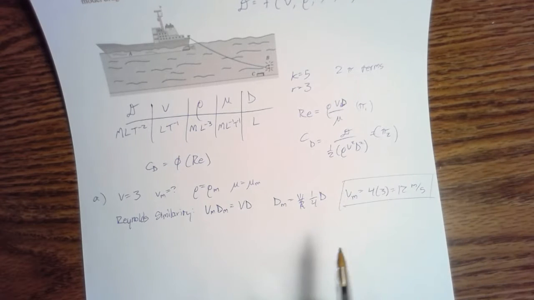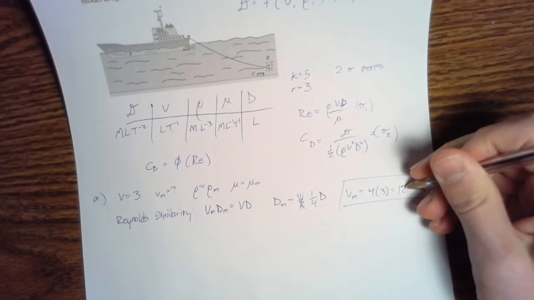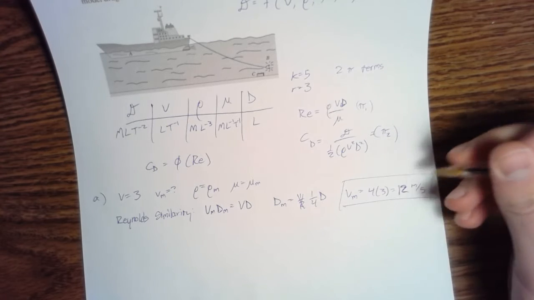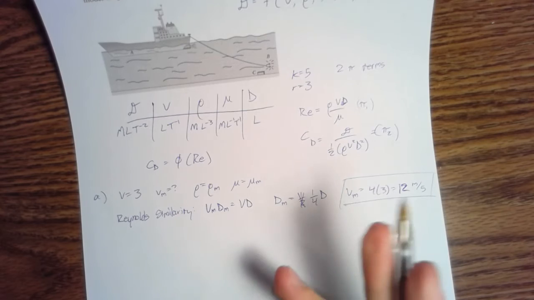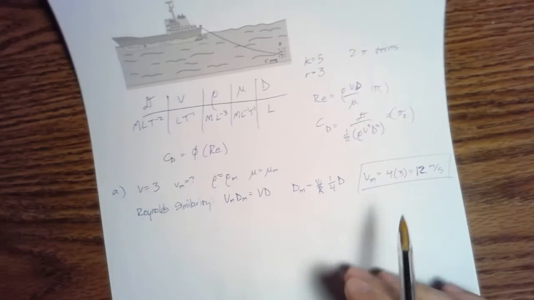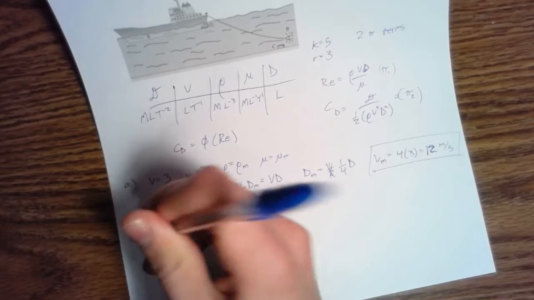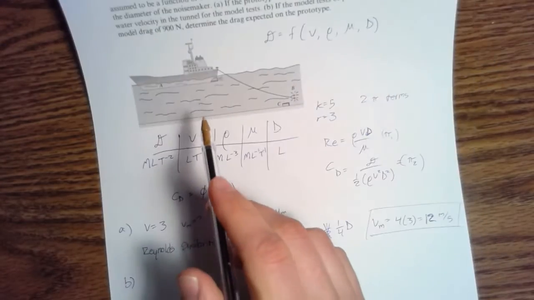So there's part A. And what you want to ask yourself is, does 12 meters per second make sense for testing velocity of water? And it does. So we're good in that respect. Answer makes sense, and so does the model.